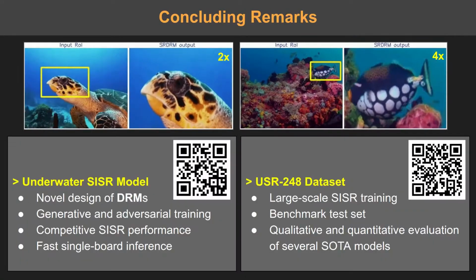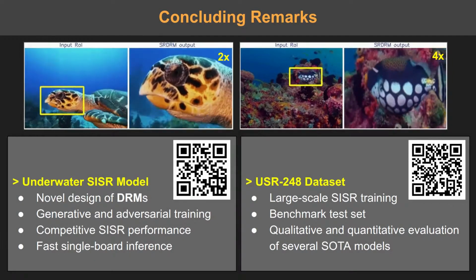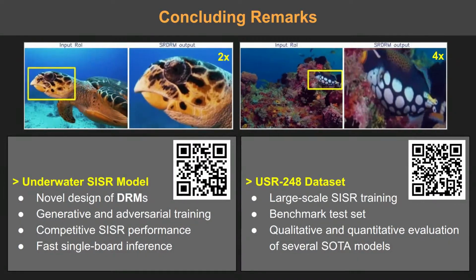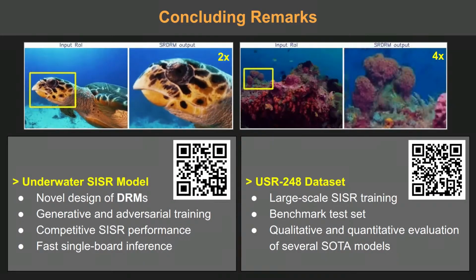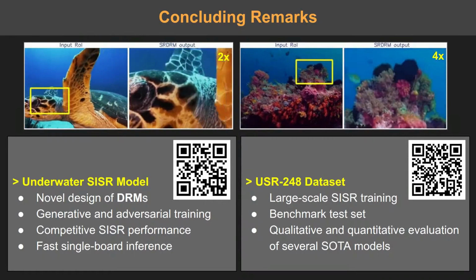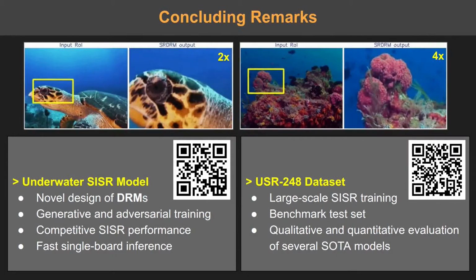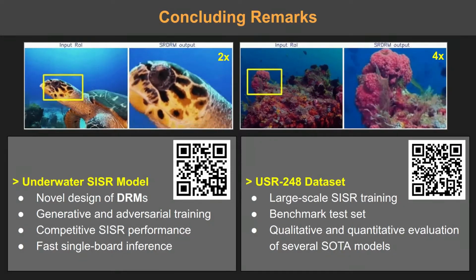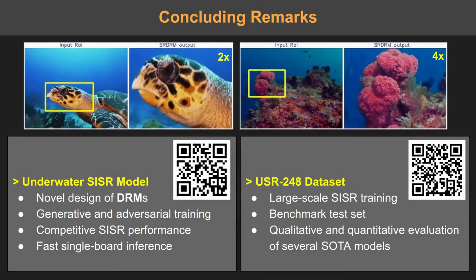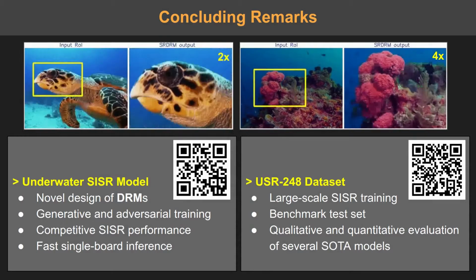In summary, we presented a generative and an adversarial model based on deep residual learning for underwater image super-resolution at 2x, 4x, and 8x scales. We also presented a large-scale dataset that facilitates supervised training of underwater SISR models. Our qualitative and quantitative evaluations suggest that the proposed models can learn to restore image qualities at higher spatial resolutions. They also offer fast inference on single-board platforms and hence are suitable for robotic deployments.